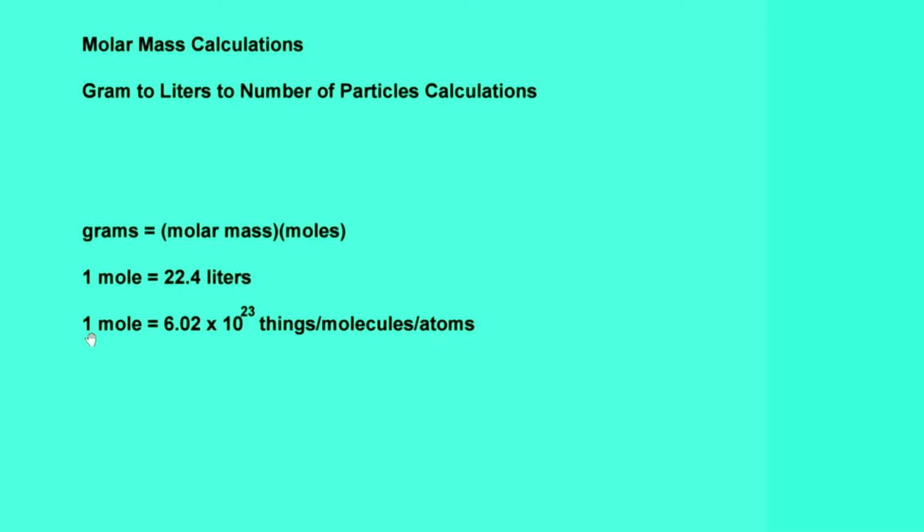And then we already know that 1 mole is 6.02 times 10 to the 23 things, whatever we're talking about. In this case, usually molecules and atoms, but if we had a mole of pencils, we'd have 6.02 times 10 to the 23 pencils. Just like 1 dozen equals 12 of something, 1 mole is 600 trillion things.